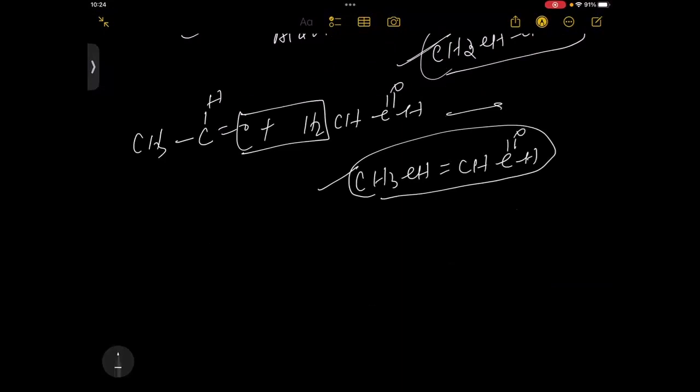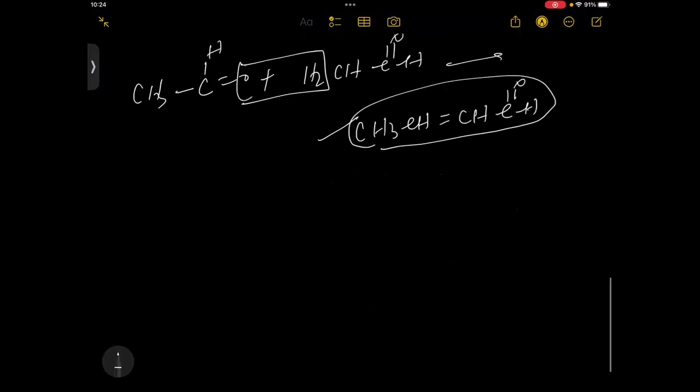Students, base catalyzed reactions. See here. First, what will happen? Step first. Students, why should you understand the mechanism? Because whenever a twisted question comes, or something is different, then how can you solve the question? Logically, if you want to solve any twist questions, then you have to understand the mechanism. See, step one is the formation of enolate ions.